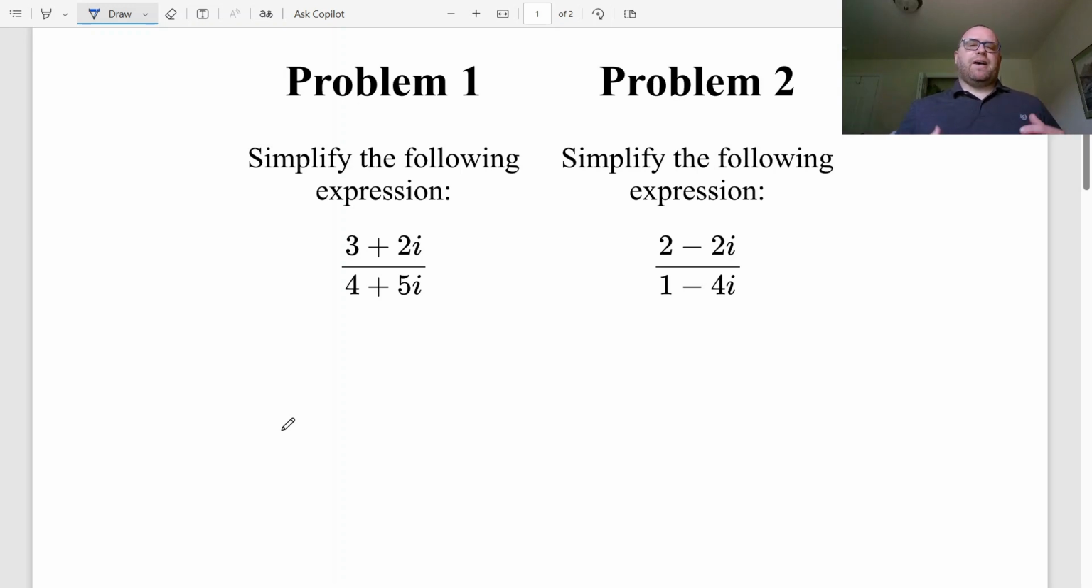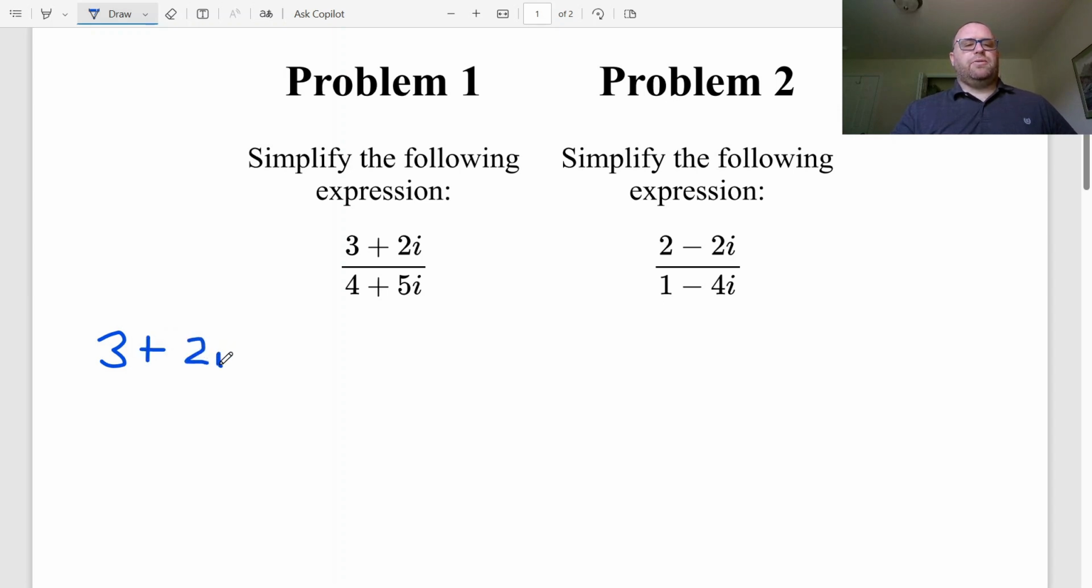In this video, we're going to divide complex numbers. So let's look at problem one. We're simplifying this expression. We have 3 plus 2i over 4 plus 5i. The fraction bar there indicates division. So 3 plus 2i is being divided by 4 plus 5i. And I'm just going to rewrite the problem down here so we have a little extra room.